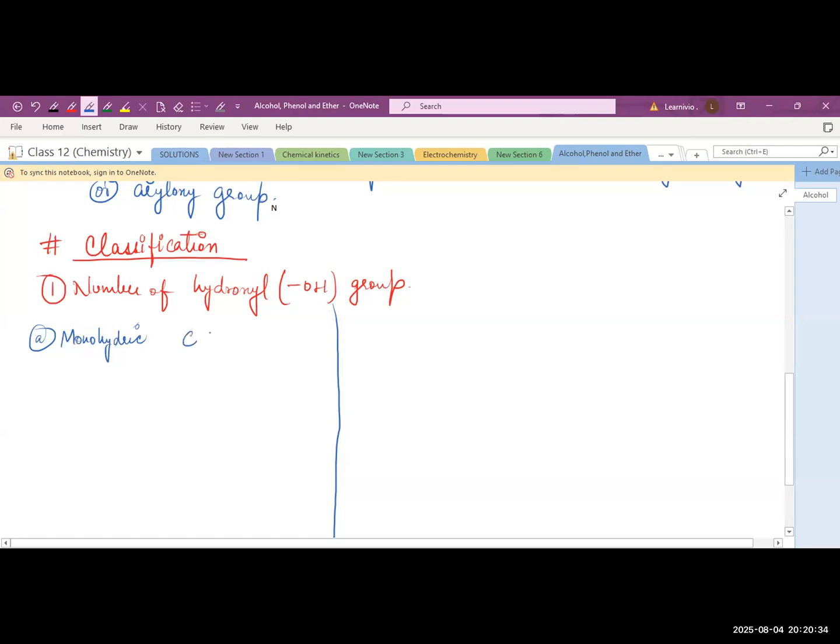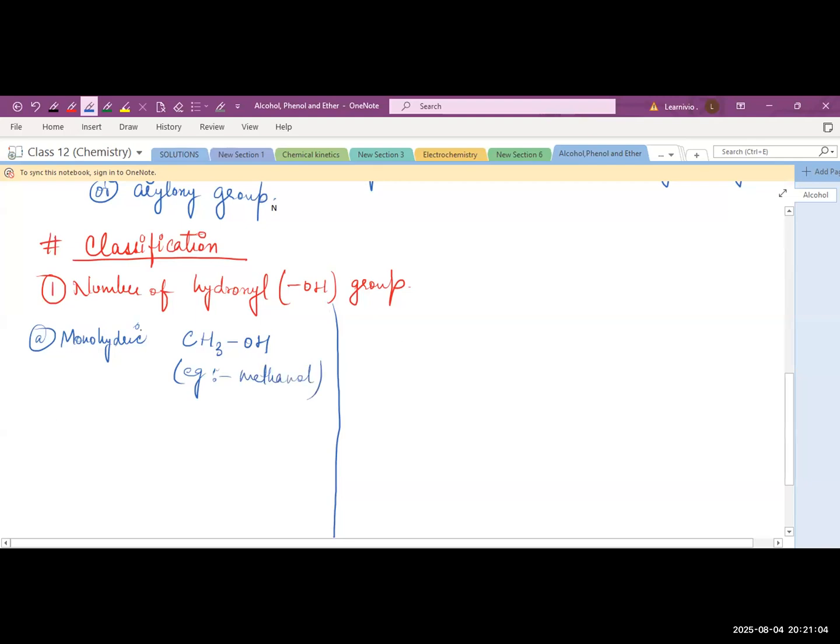Suppose CH3OH. You can see over here, this is your methanol. Only one OH group is there. So this is your monohydric type of alcohol. Monohydric alcohol means only one OH group, only one hydroxyl group, is present. Methanol.